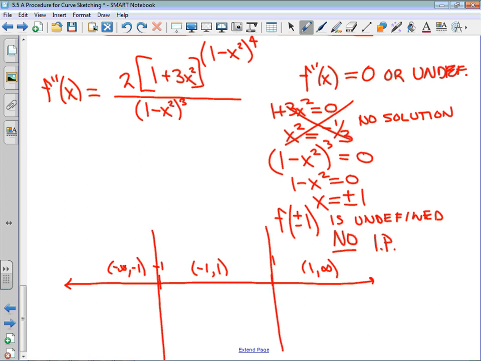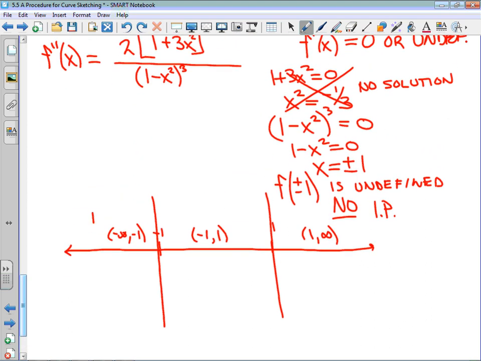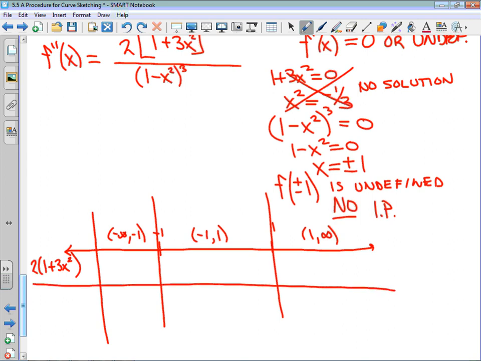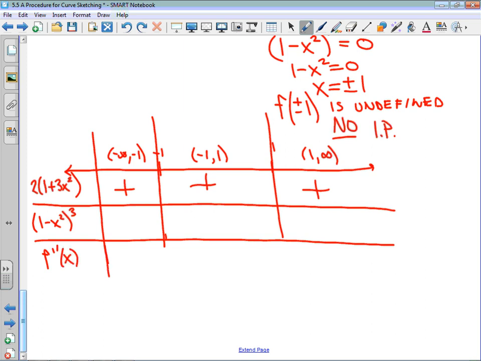I am going to put, and this is going to look a little weird, 2 times 1 plus 3x to the power of 2, which can actually be written together, because 2 is always positive, and 1 plus 3x squared is always positive. So that is positive on the domain of the real numbers for x. 1 minus x squared cubed, though, is a little bit different. So 1 minus x squared cubed, and then we're going to look at what f double prime of x is doing, just if it's positive or negative. 1 minus x squared cubed is positive when 1 minus x squared is positive, and it's negative when 1 minus x squared is negative. Because 1 minus x squared is cubed, we're going to see that same sign show up.